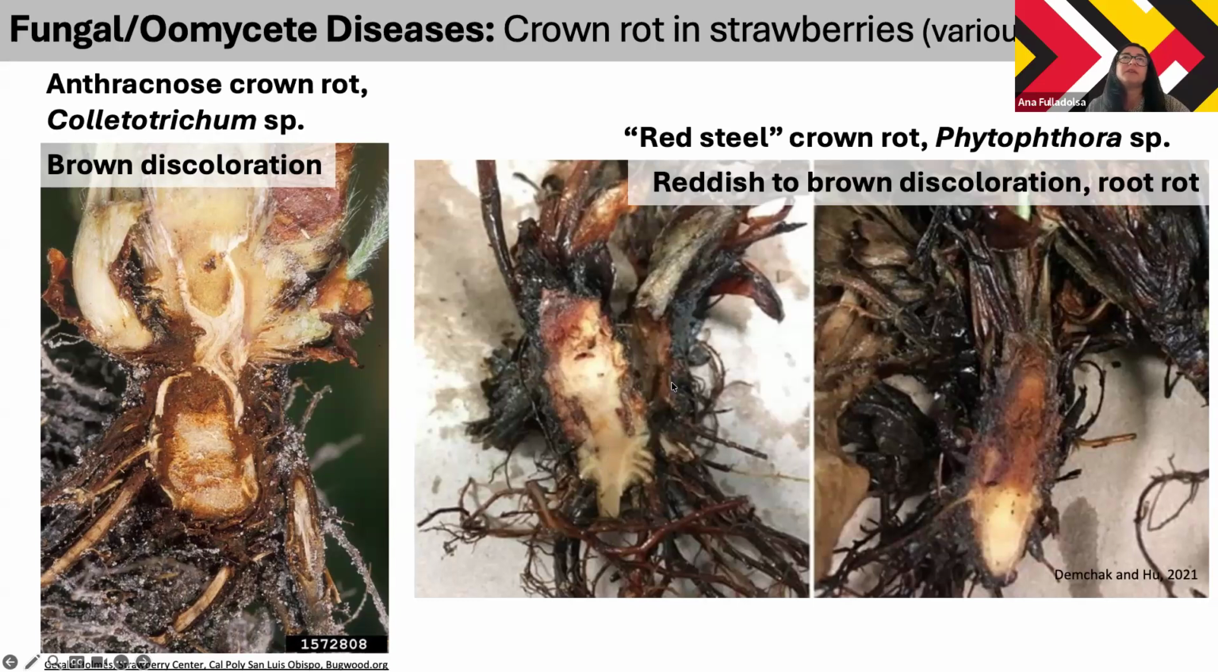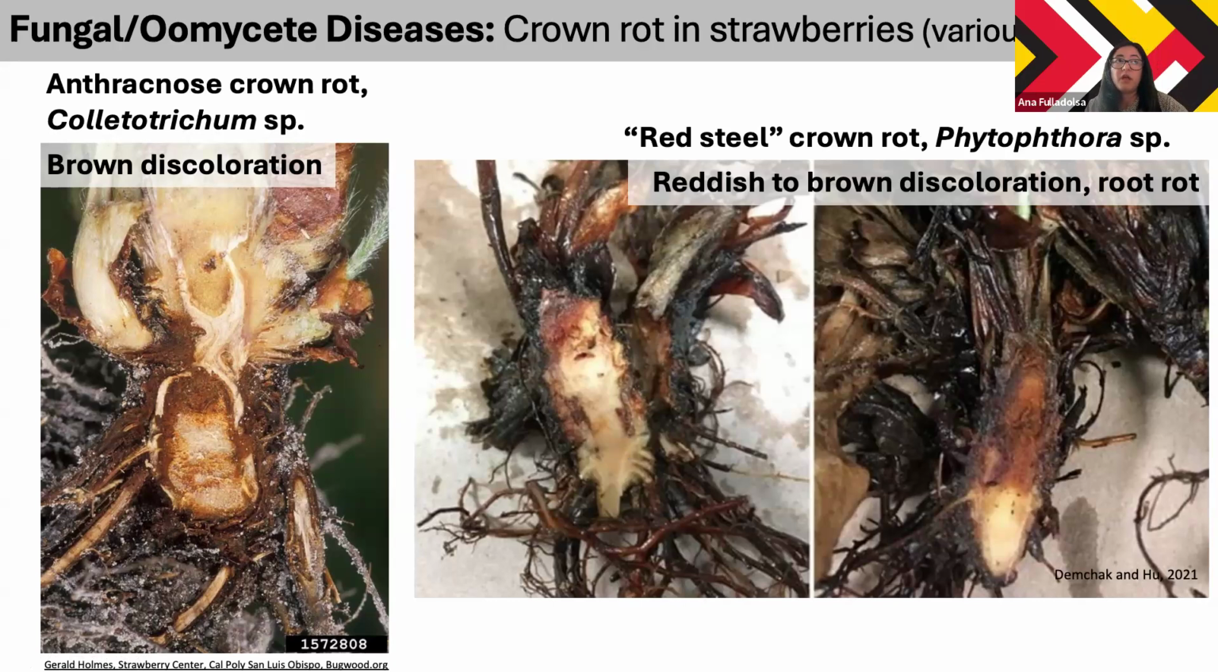In the case of Phytophthora crown rot, which is also called red steel, because of a reddish coloration that it can develop, the roots here tend to be rotten as well, mostly at the top. And again, when these crown rots occur, the foliage tends to look very stunted and poorly developed.